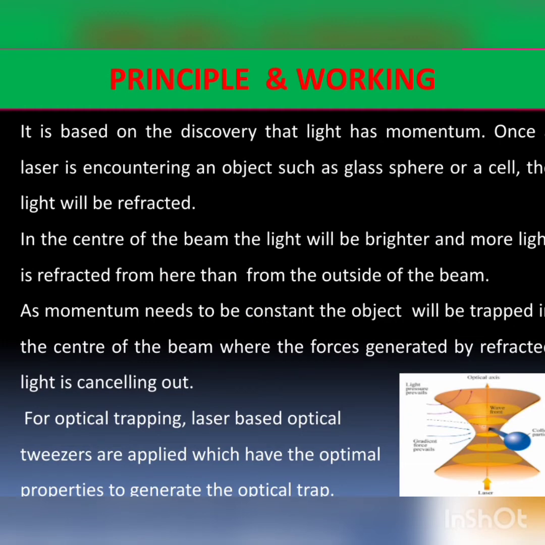Once a laser encounters an object such as a glass sphere or a cell, the light will be refracted. In the center of the beam, the light is brighter and more light is refracted from here than from the outside of the beam. As momentum needs to be conserved, the object will be trapped in the center of the beam, where the forces generated by refracted light cancel out. For optical trapping, laser-based optical tweezers are applied, which have the optimal properties to generate the optical trap. So this is the light trapping.